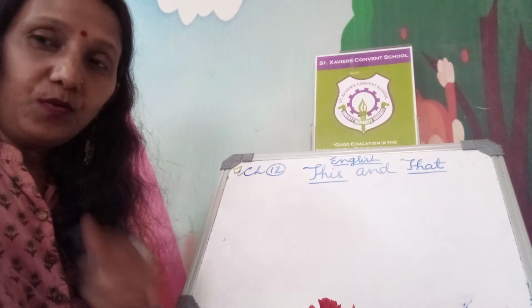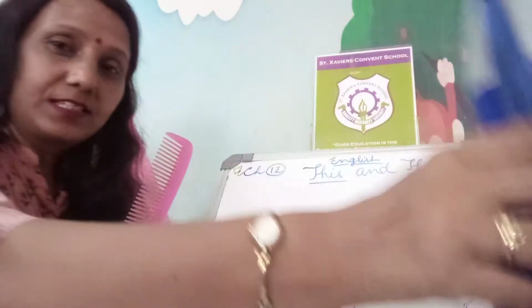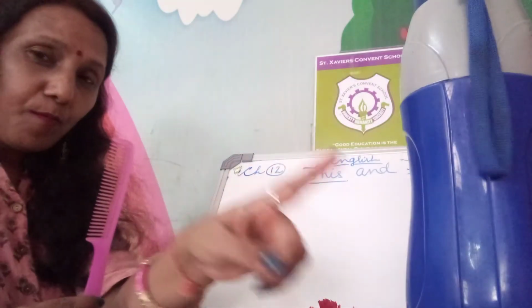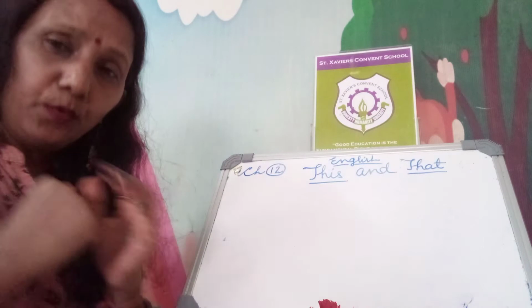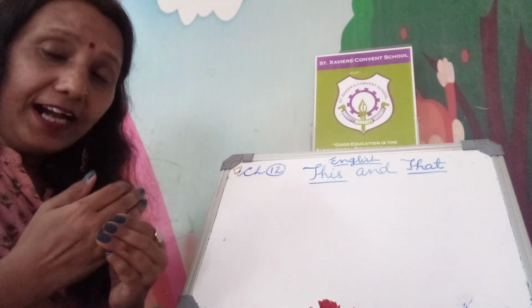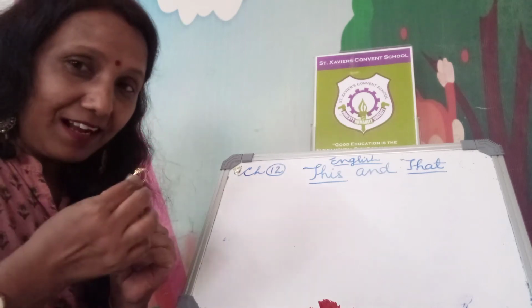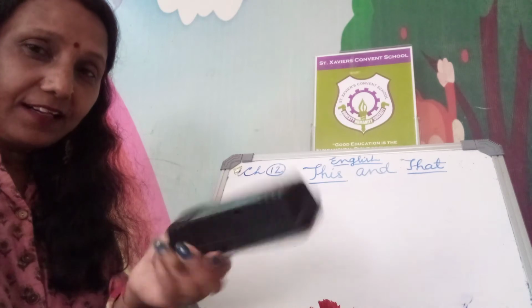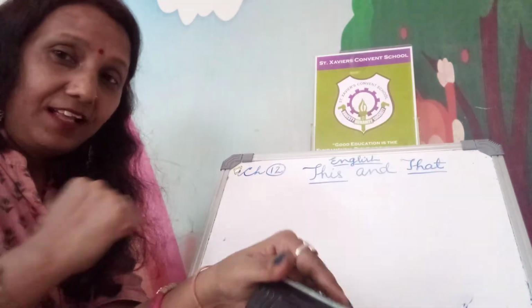Okay. Now you can see that this is a comb and that is a bottle. This is a comb. So in this way, what do you learn? Things which are near to you will be called this. This is a ring. And what is that? That is a duster. This is a ring near to me. That is a duster.